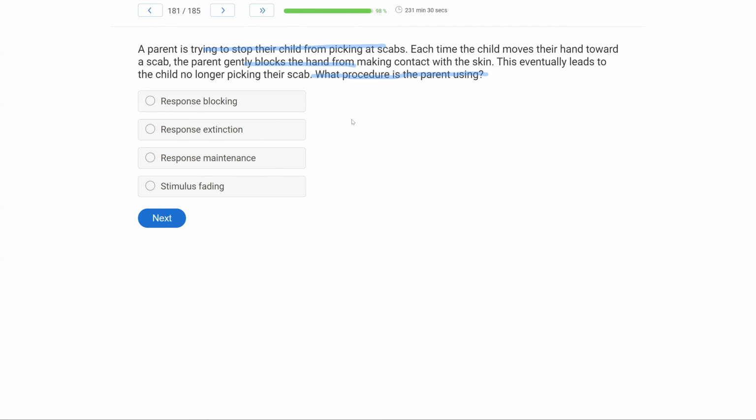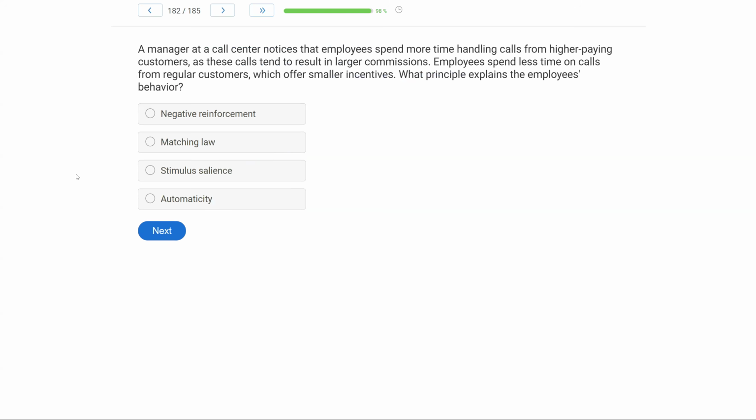C, response maintenance. Clearly, there's no response maintenance going on here. It's not a teaching question. And stimulus fading. Well, the parent is introducing the block, not fading anything out. So the procedure the parent is using would be considered response blocking.